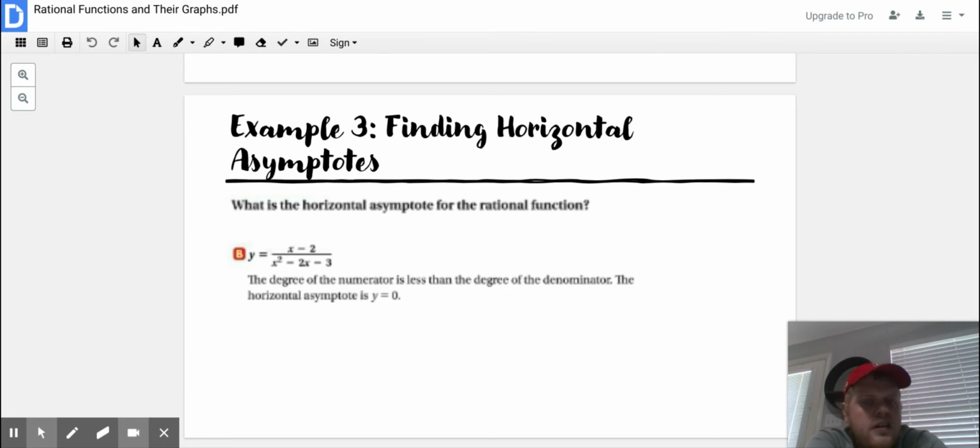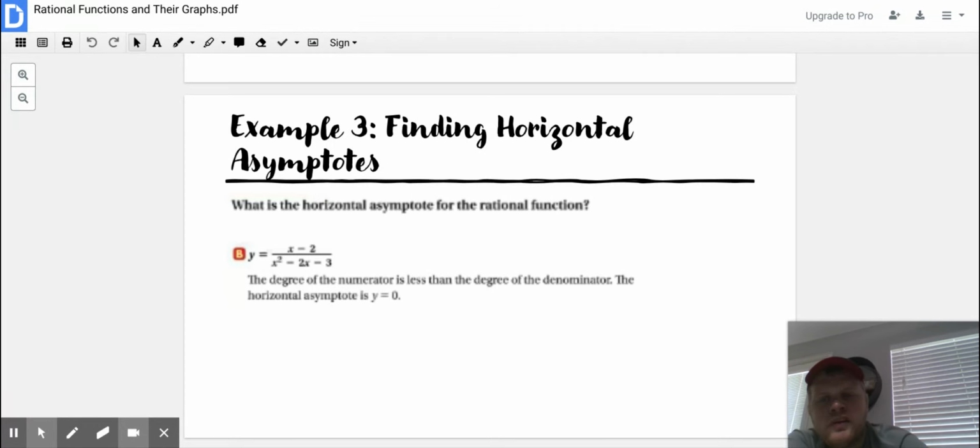And so in this example here, the degree in the numerator is bigger. What is the highest degree on both? On the numerator, it's 1. On the denominator, it's 2. So the denominator is bigger than the numerator. So since the degree in the numerator is less than the degree of the denominator, the horizontal asymptote has to be at y equals 0. Always going to be that way. If the denominator is bigger, it will always be y equals 0.